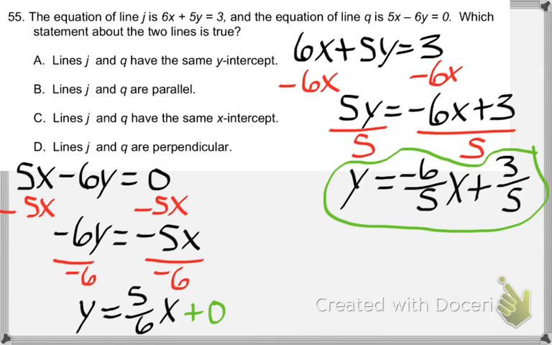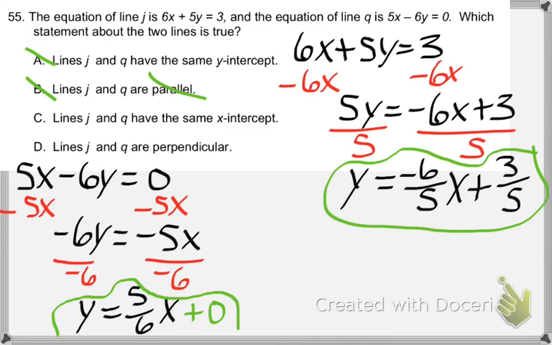Okay, so let's now look at these two equations and see what we can tell about them. Our first equation has a y-intercept of 3/5. Our second equation has a y-intercept of 0. Option A said the same y-intercept, so that's out. They have different y-intercepts. Let's look at option B. Parallel lines have equal slopes. Well, this slope is negative 6 over 5, and this slope is positive 5 over 6. Those are not equal, so these are not parallel.